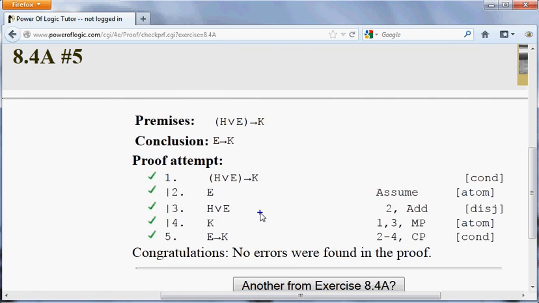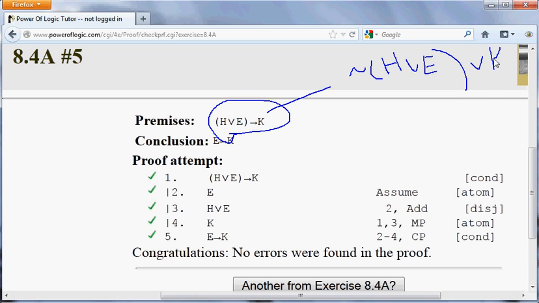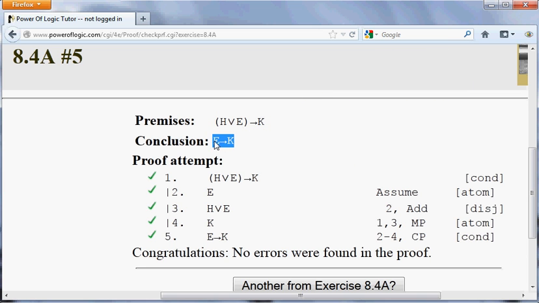If we did not have conditional proof here, we would basically have to use material implication on this premise. We'd have to make it either not H or E, or K, and we would have to do something with that. We'd then have to use De Morgan's on this and do blah blah blah until we could somehow get to our conclusion, probably via not E or K, which is equivalent to the conclusion by material implication. So I invite you to do this proof without conditional proof. Conditional proof makes it a lot easier.